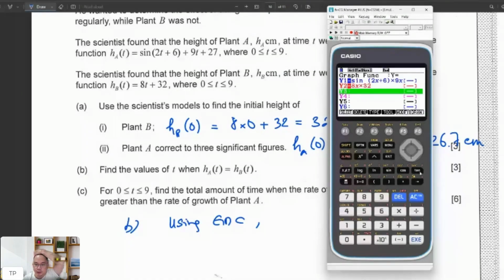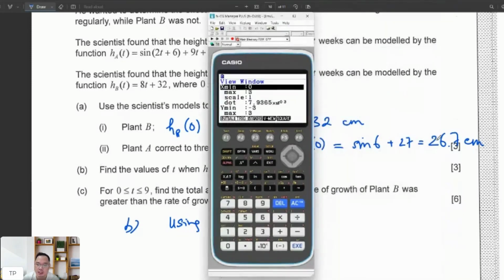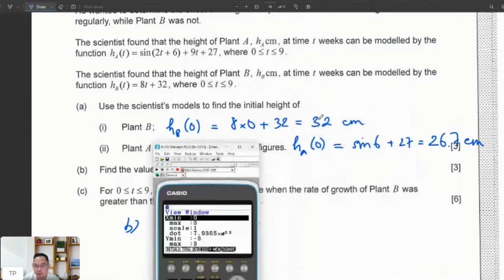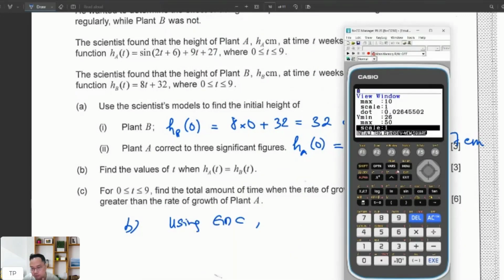Now I need to choose the window. Oops, exit. Shift, window. The minimum I would choose to be 26, because that is the initial height of plant A, which is lower than 32. Now draw these graphs.